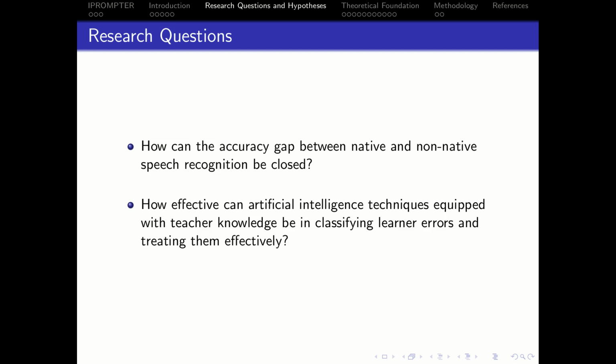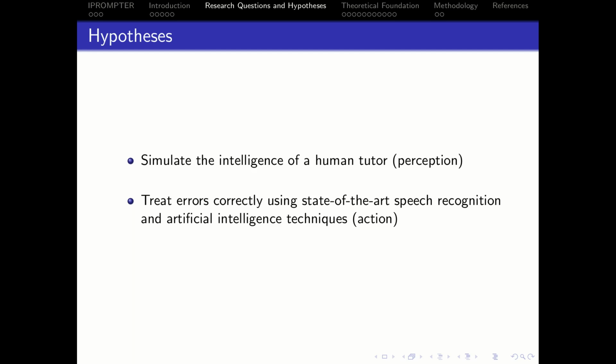And then beyond that, how artificial learning techniques and knowledge and things can help us learn from the errors effectively. All right, so basically we want to be able to simulate the intelligence of a human tutor, the perception of a human tutor, and being able to perceive the errors and give good feedback.